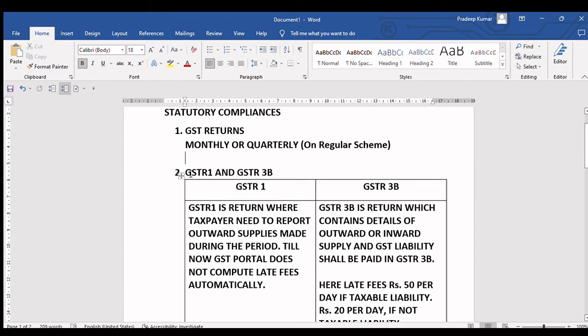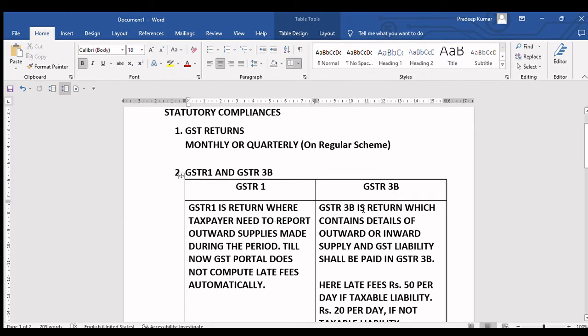First, GSTR1 and GSTR 3B. GSTR1 is the return where the taxpayer needs to report outward supplies made during the period. Till now, the GST portal does not compute any late fees automatically. All sellers need to file GSTR1, and there is no late fee for GSTR1. GSTR 3B is also a mandatory return.